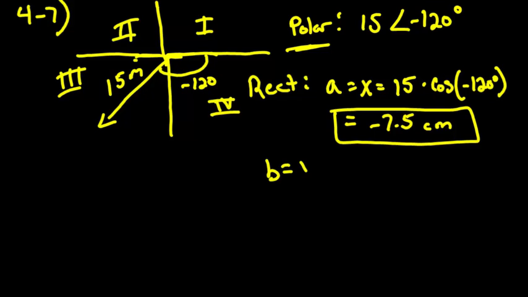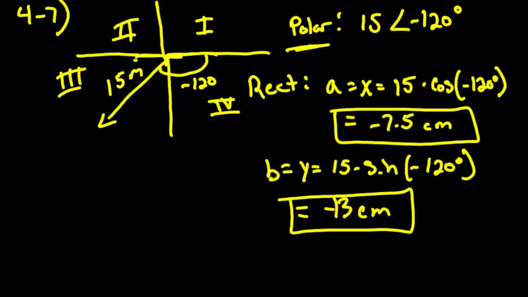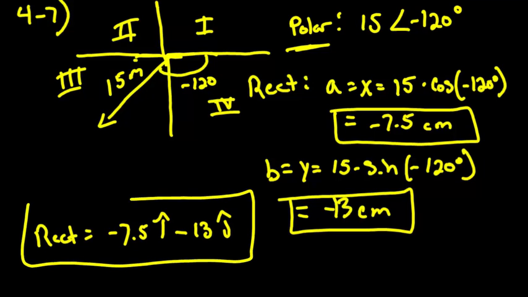Now if we want b, or the y component, we do the length of the vector multiplied by the sine of the angle, which is negative 120 degrees. This answer is negative 13 centimeters. I'm sorry, not degrees. So now we can rewrite this as the rectangular form, which is equal to minus 7.5 i hat minus 13 j hat. And this is the answer to question 4.7.